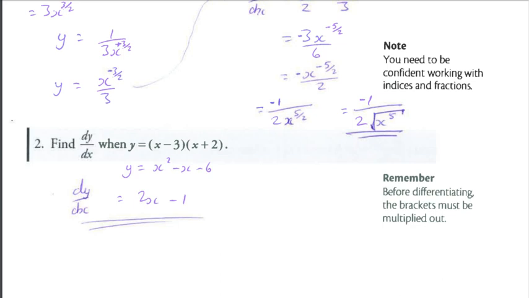So power to the front, reduce the power by 1. So that'll be 2x to the power 1, which is just 2x. And we're differentiating minus 1x here, which will just go to minus 1. And if we differentiate a constant term, a number term on its own, we just get 0.